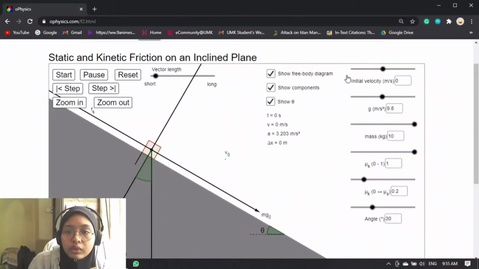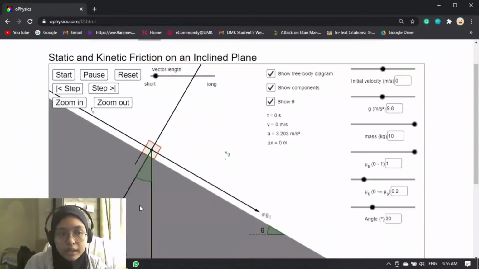So we have initial velocity, gravity, mass, coefficient of static friction, coefficient of kinetic friction, and also an angle that we can adjust for this simulation. Right now, we have a block and an inclined plane. Today we want to see what will make the block start moving. It will depend on two criteria: the inclined plane angle and the coefficient of static friction.